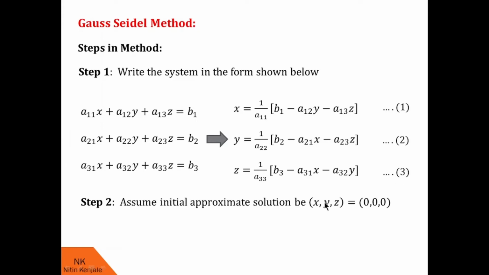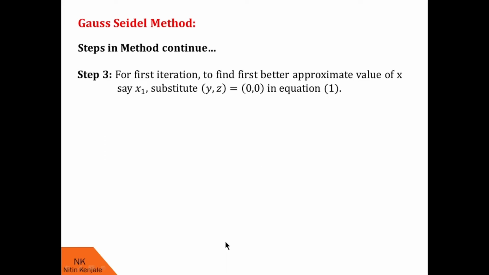Now we proceed to step 2. In step 2, we assume the initial approximate solution to be 0, 0, 0. That is, x = 0, y = 0 and z = 0. Now in step 3, for the very first iteration, to find the first better approximate value of x, say x1, we substitute y, z = 0, 0 in equation number 1. This is equation number 1. When we put y = 0 and z = 0 here, we get x1 as 1 by a11 into b1. Now this is the updated value of x.